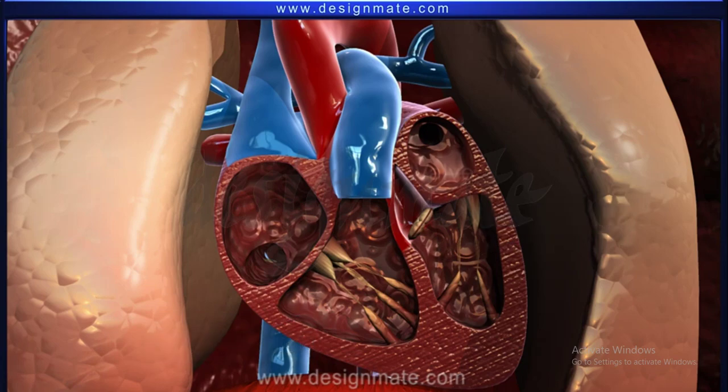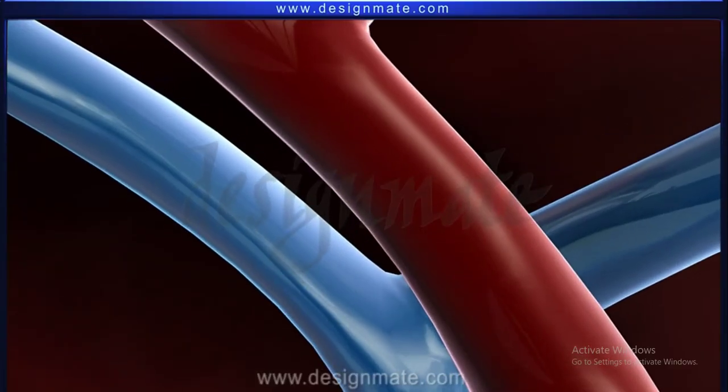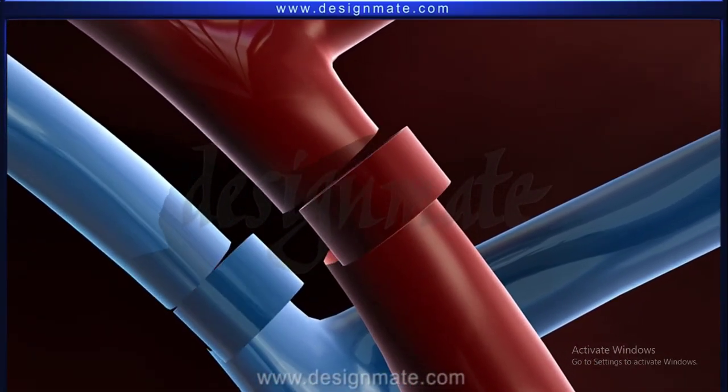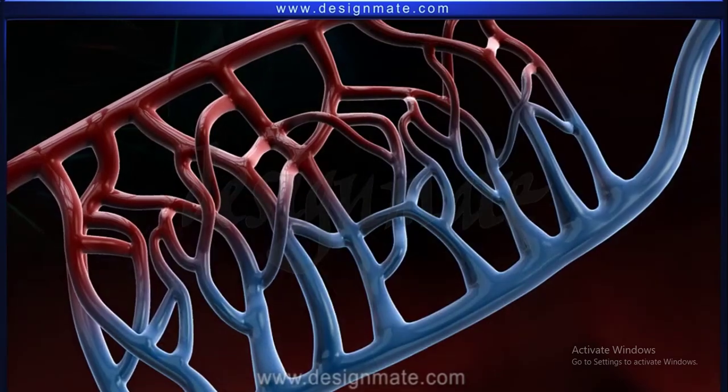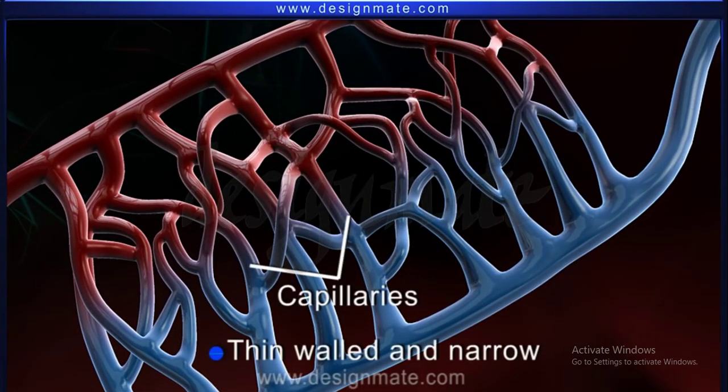There are a number of valves present in the chambers of the heart. Blood vessels are of three types: the arteries, which are thick-walled, the veins, which are thin-walled. These capillaries are extremely thin-walled and narrow.